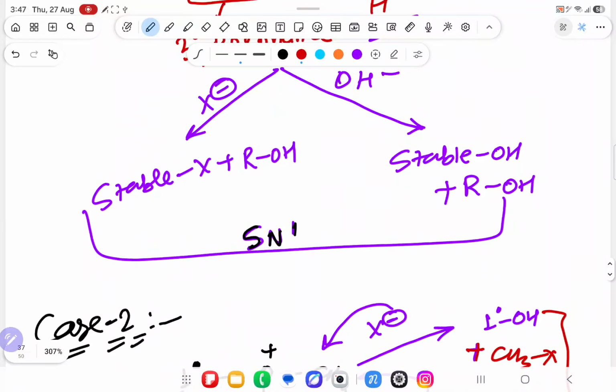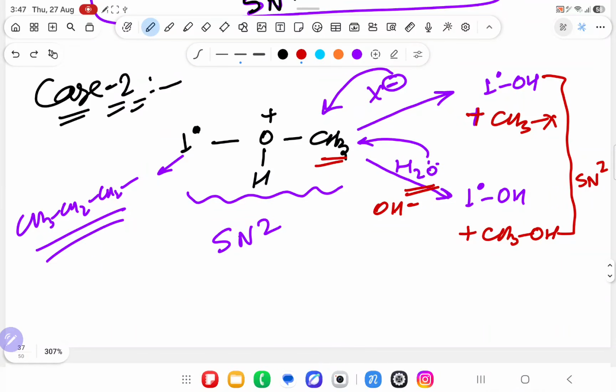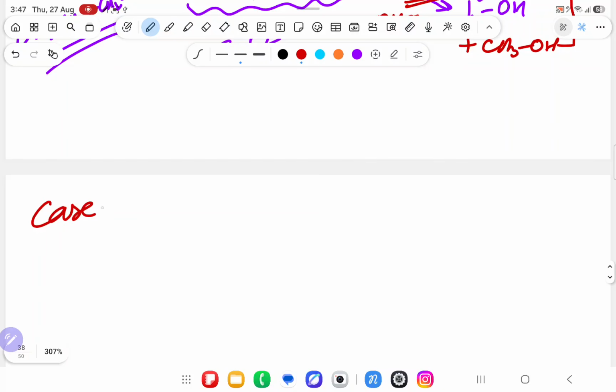If 1 degree and methyl are there, and if there is 3 degree on even one place, no need to worry, always follow SN1. But if one side is 1 degree and the other side only methyl, the attack will be on the methyl and it will follow the SN2 mechanism. Now we have case number 3.